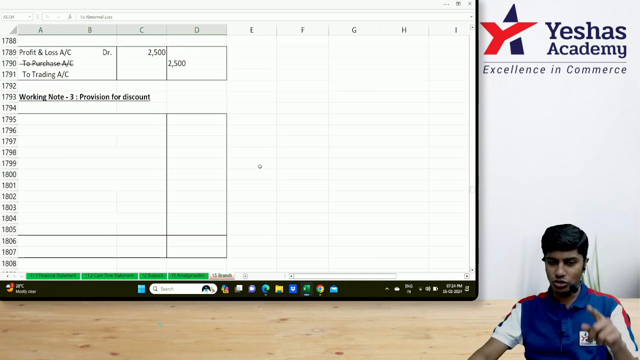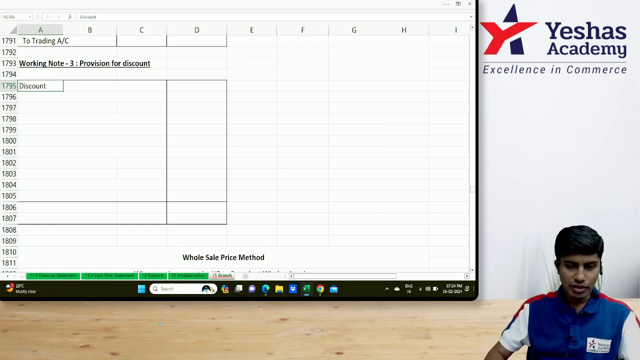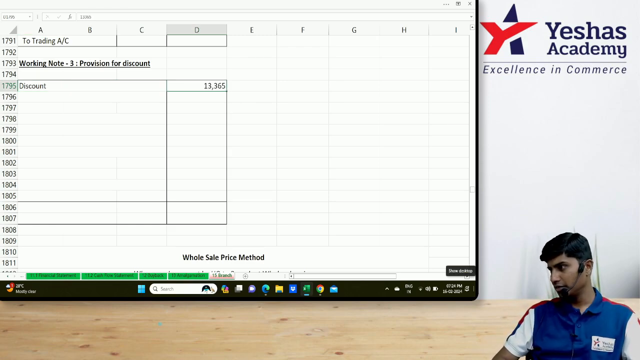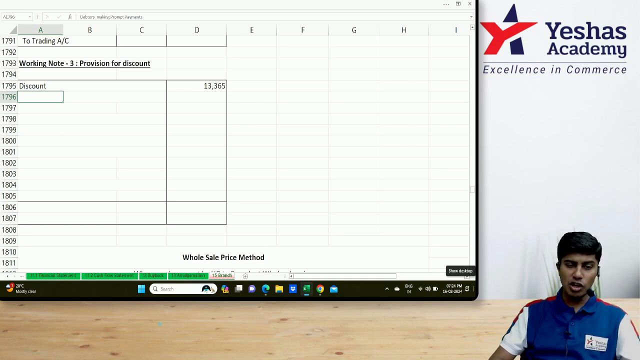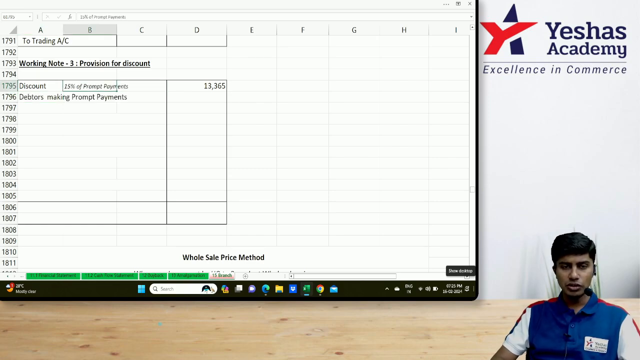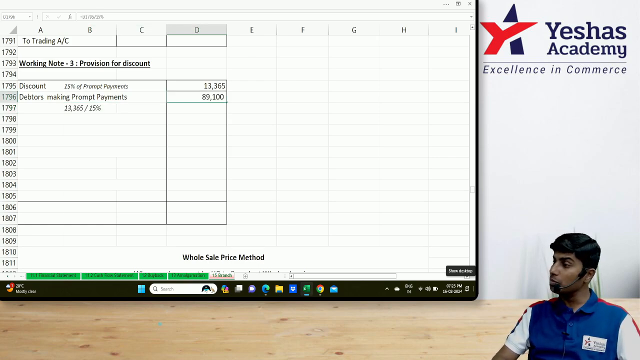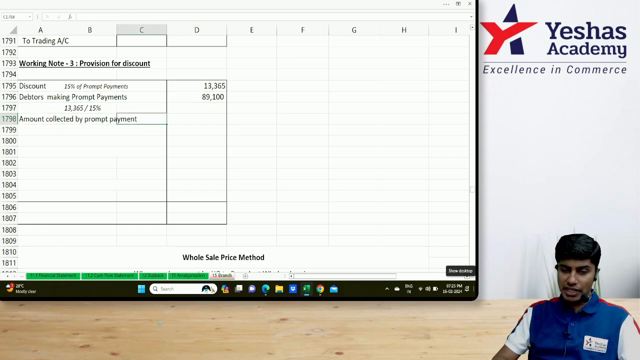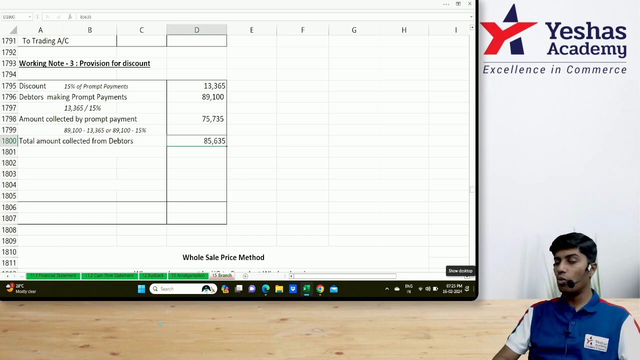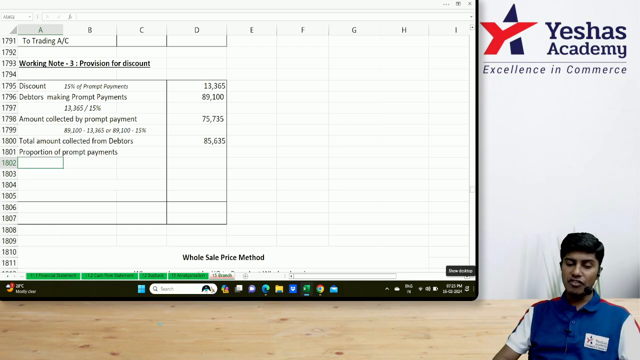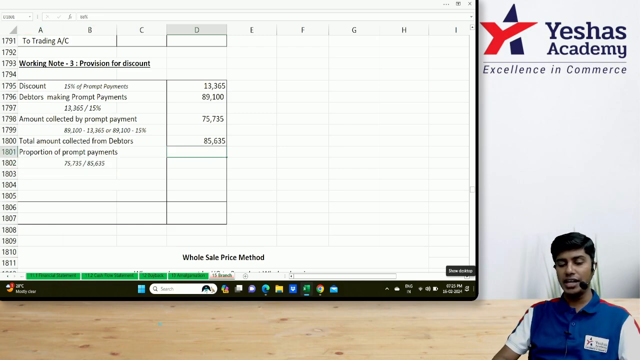We'll write the same thing. Whatever I told you now, we're going to discuss all again. Observe. How much is discount given? 13,365. How much is the debtors who made prompt payment? This discount is 15%, so debtors who made prompt payments are 13,365 divided by 15%, which is 89,100. How much money did they pay? 89,100 minus 13,365, which is 75,735. Total amount collected is 85,635. So what percentage of it is prompt? 75,735 divided by 85,635, 88%.